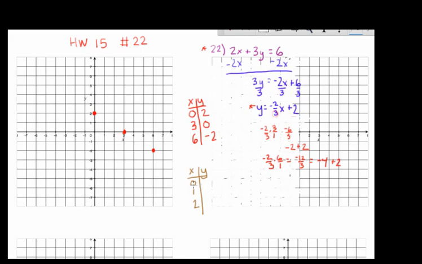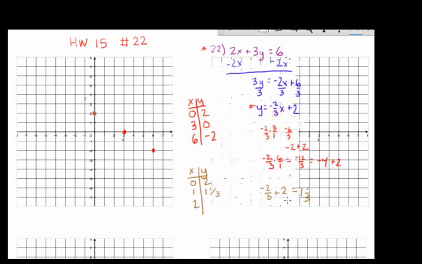That's fine. You put in 0, x equals 0, negative 2/3 times 0 is 0, 0 plus 2 is 2. So again, you get that point of 0, 2 right here. Now if you put 1 in for x, you're going to get negative 2/3 times 1, which is negative 2/3, plus 2. Okay, think money. I'm in the hole, negative 2/3. I have $2. So that means I have 1 1/3. So my y value here is 1 1/3.